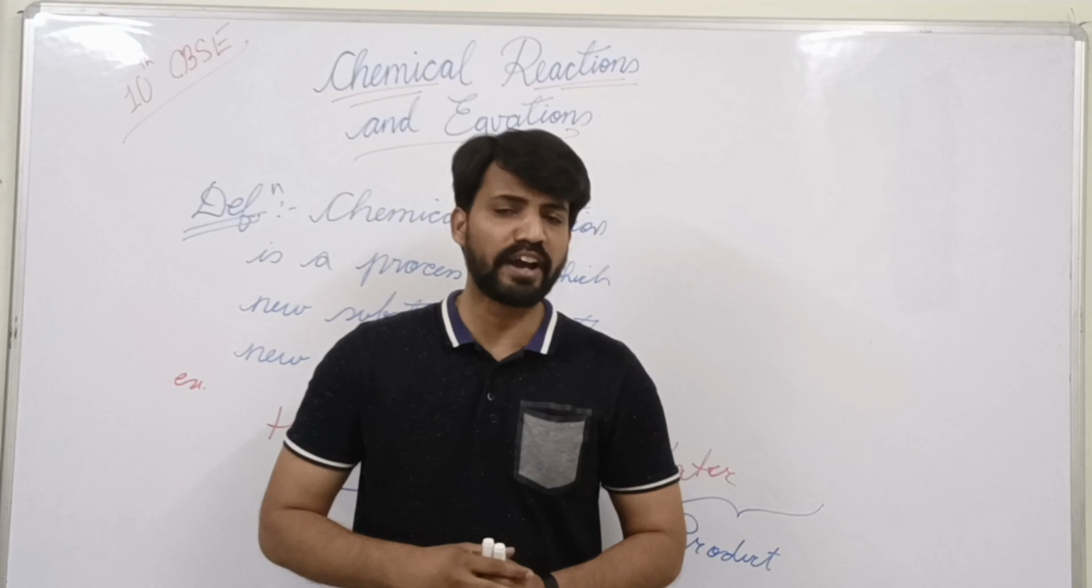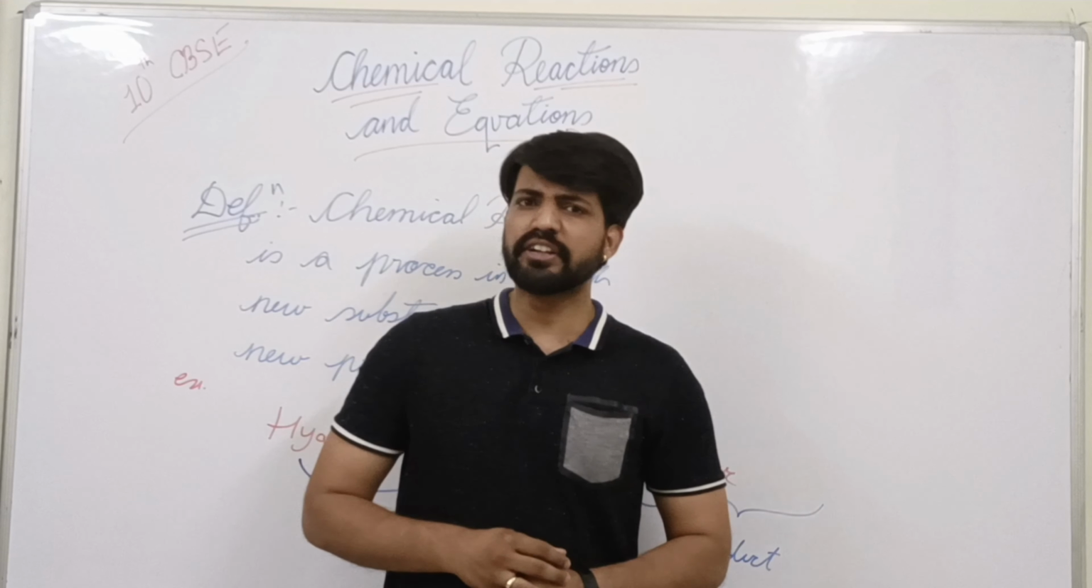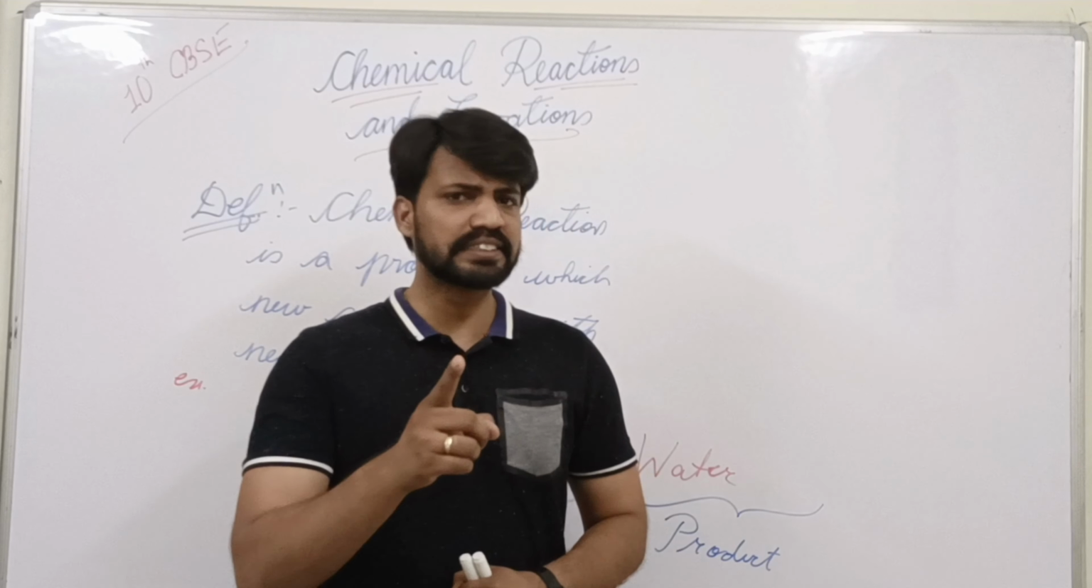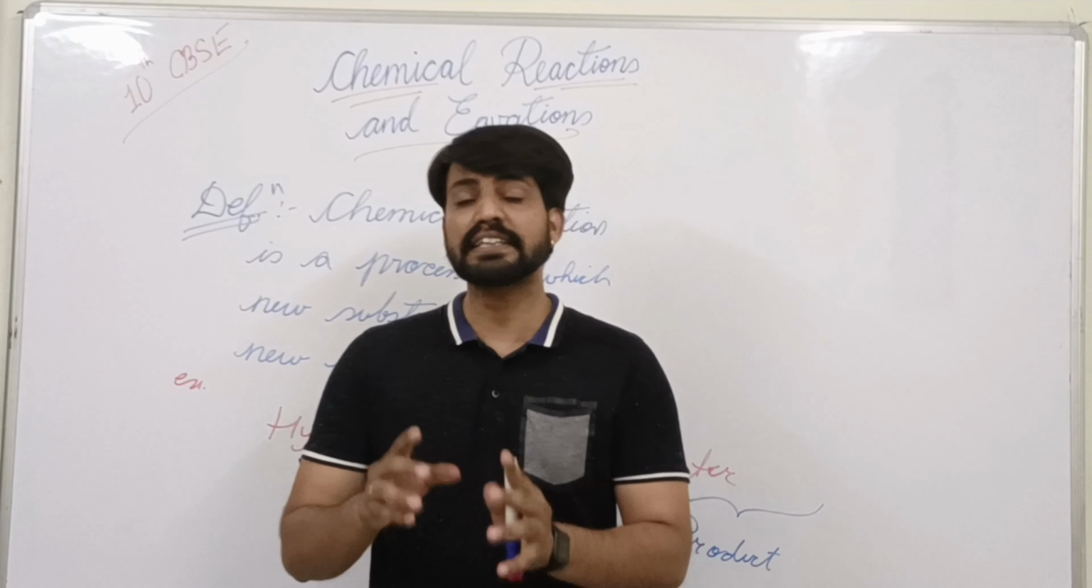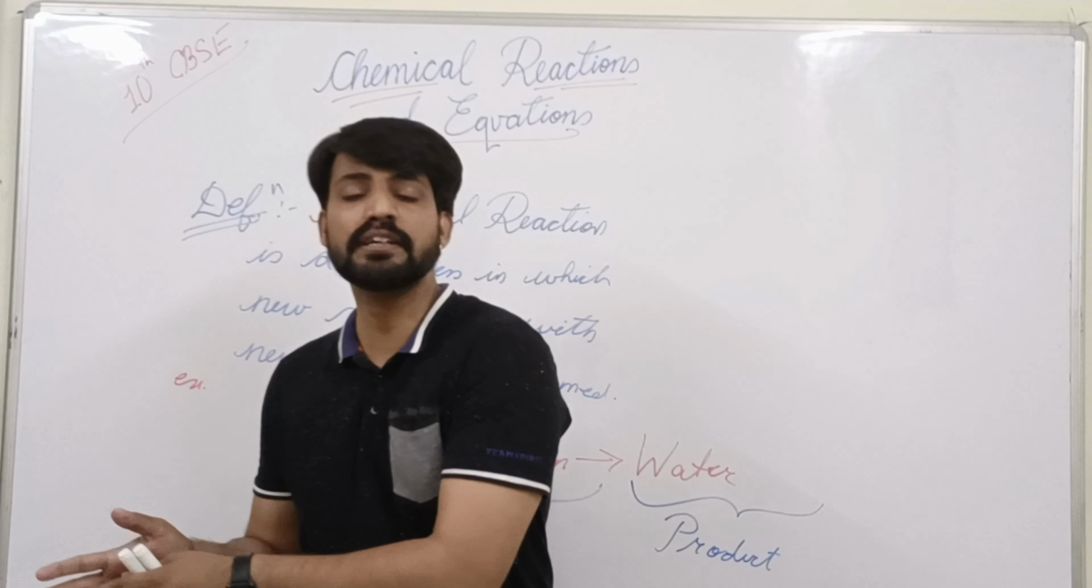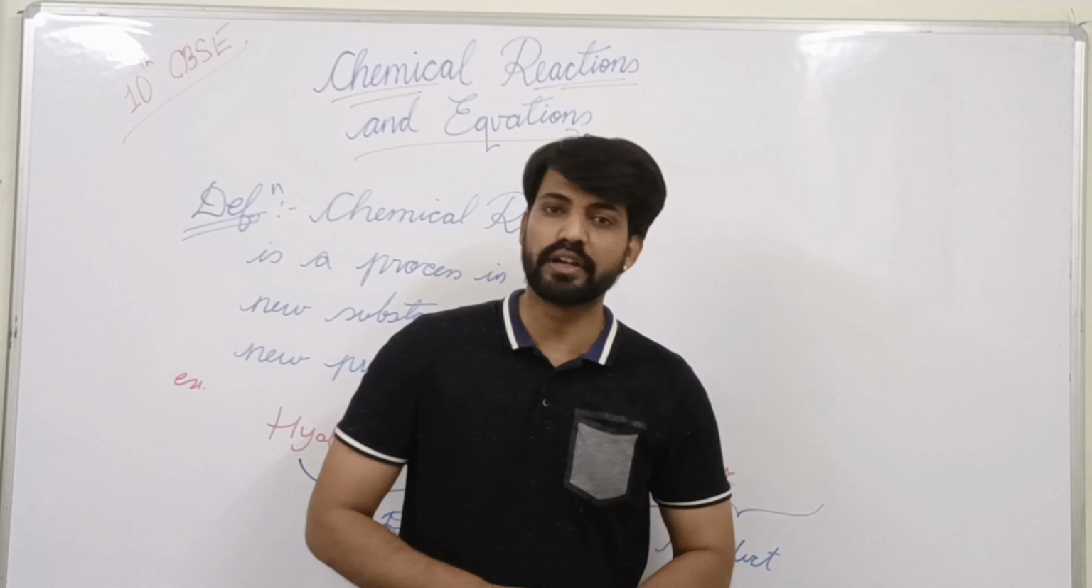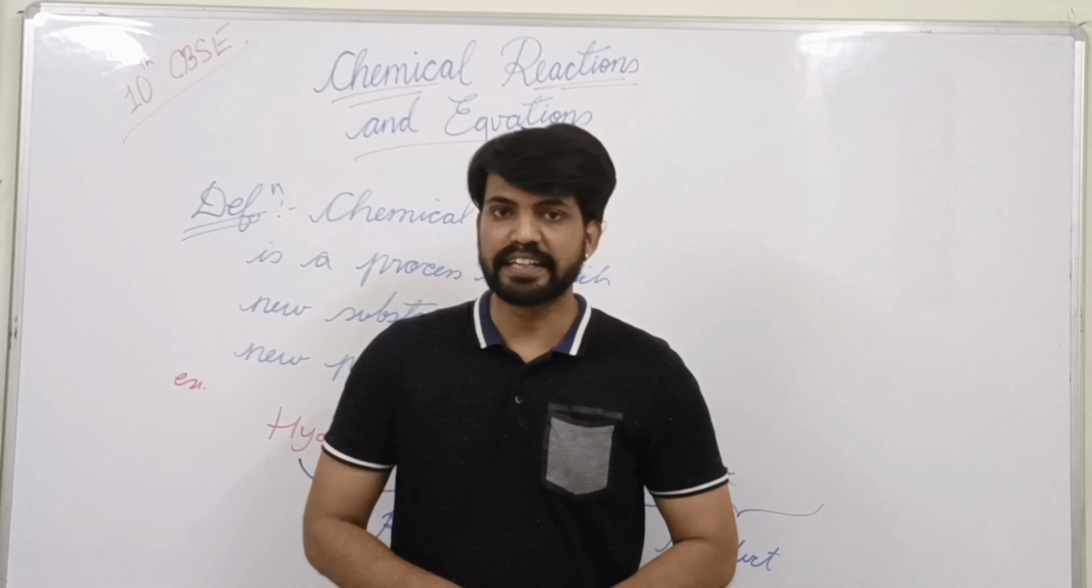So what are those five characteristics? If any one of these five characteristics is observed in any reaction, then we can say that yes, a chemical reaction has been done. So let's understand what the five characteristics are.